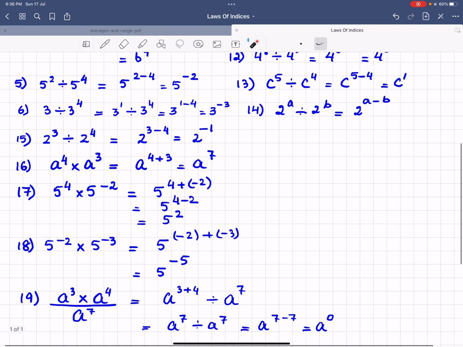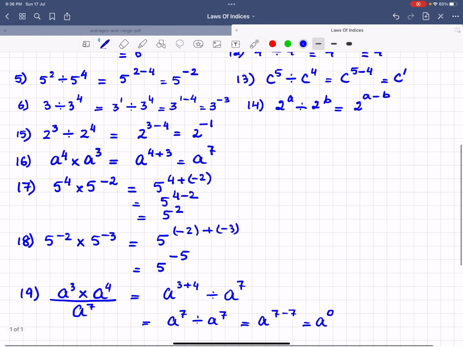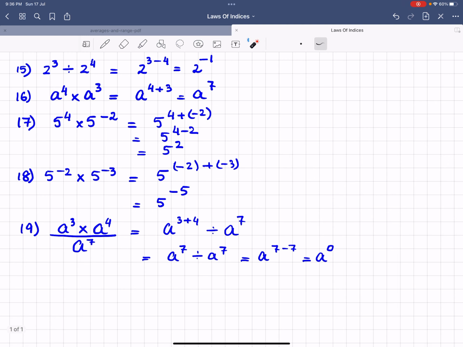But since here the question is asking us to write as a single expression in the index form, we have to leave our answer in the index form. So we will leave our answer as a to the power of 0 and not as the value 1, because we are not asked to write the value here. So we have to be very careful about what the question is asking us to do. Moving on, question number 20.